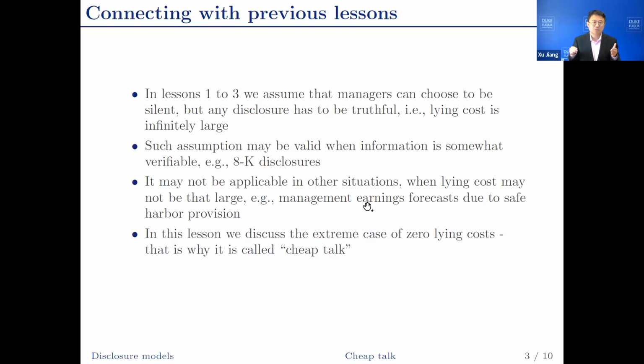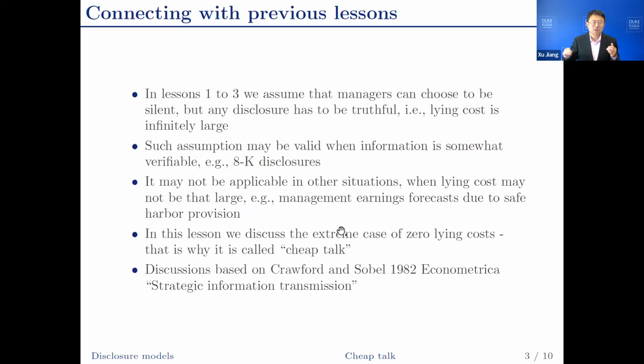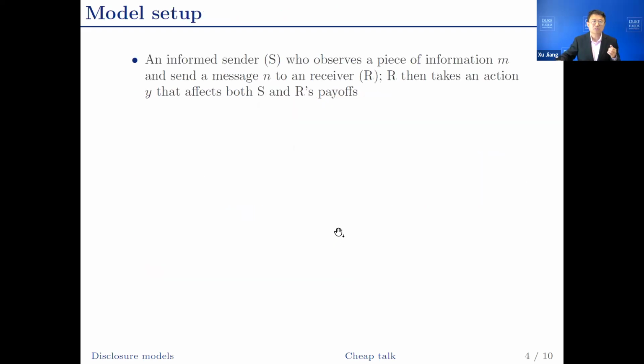In this lesson, we're going to focus on another extreme case, when the lying costs are zero. That's why we call this type of models cheap talk models. Talk is cheap because lying costs are zero. The discussions are based on Crawford and Sobel 1982 Econometrica paper, which is the first and a classical study of cheap talk models. Let's look at the setup of the model.